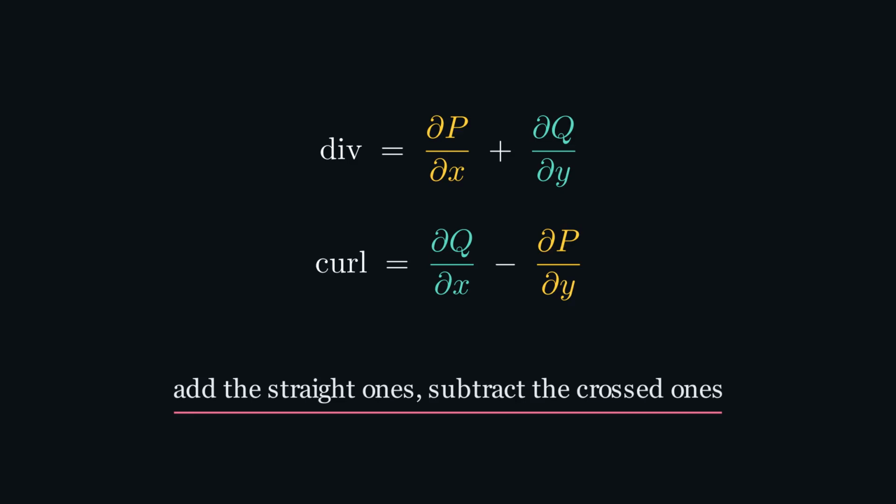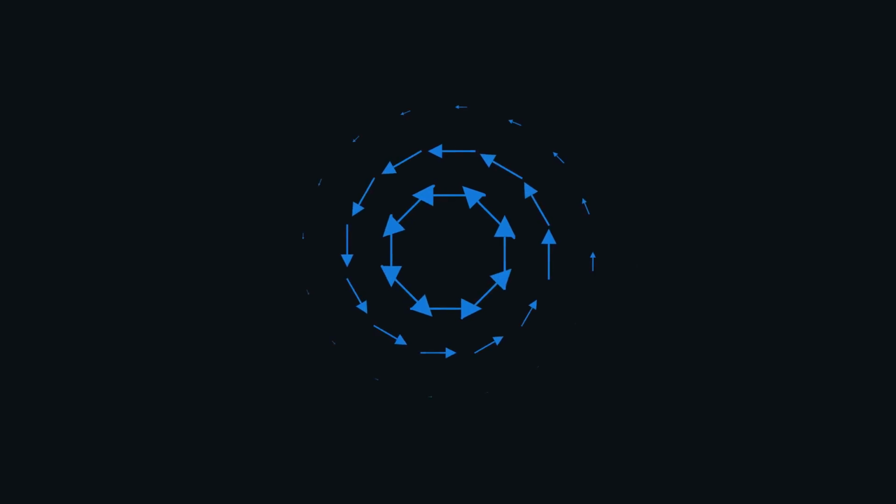That's it. Divergence adds the straight-on changes. Curl subtracts the crossed ones. Honestly, the notation is uglier than the idea, and I'm a little sorry about that on math's behalf. Okay, the gotcha I promised.